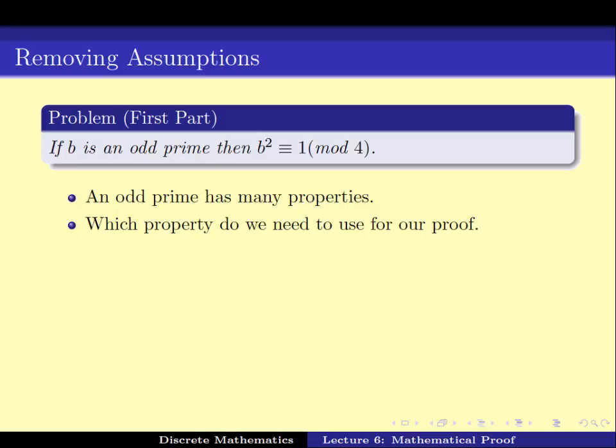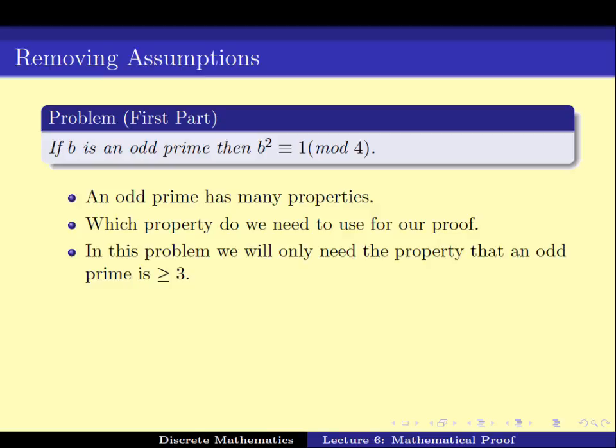Now, what is an odd prime? A prime number which is odd. So 2 is a prime, but that is an even prime. But any other prime other than 2 is an odd prime. So 3, 5, 7, 11, 13, 17, 19 and so on are all odd primes. Now in this problem, it so happens that we only need the property that an odd prime is bigger than or equal to 3. We don't need any other thing.